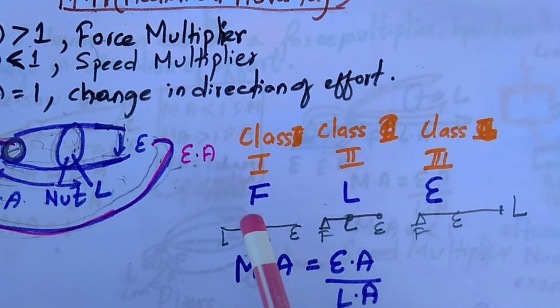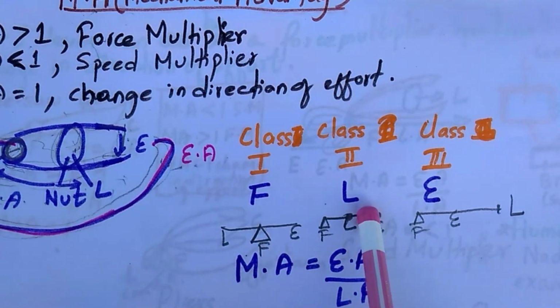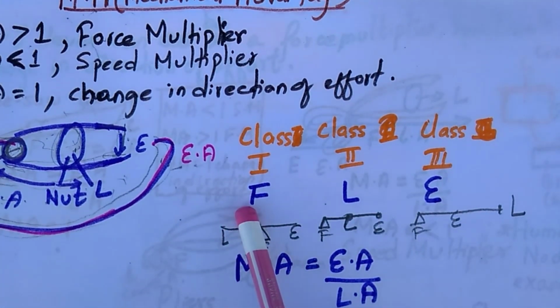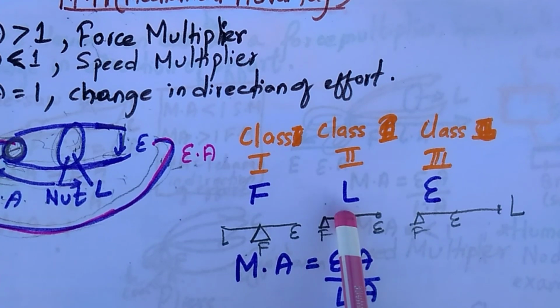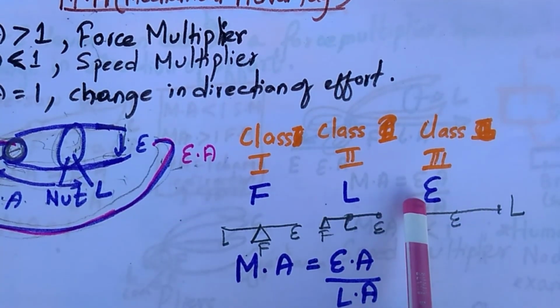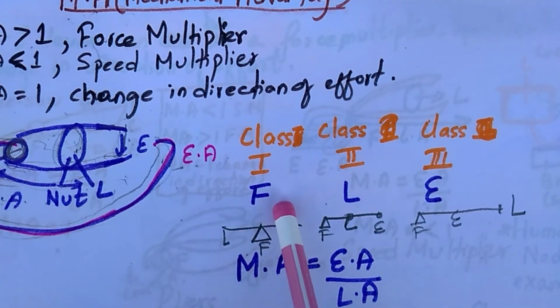Friends, again this is very important. FLE. F-L-E. F for fulcrum, L for load and E for effort. If fulcrum is in between the load and the effort, then it is class 1 lever. If load is in between the fulcrum and the effort, then it is class 2 lever. And if effort is in between the load and the fulcrum, then it is class 3 lever. You can remember this with the example of FLE.